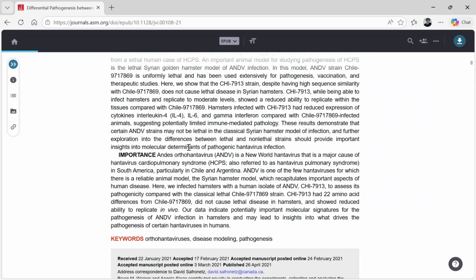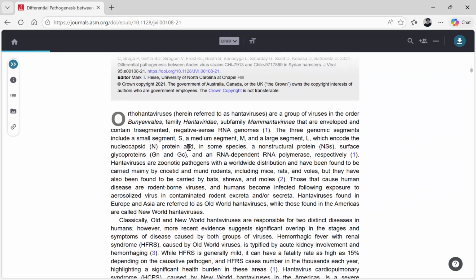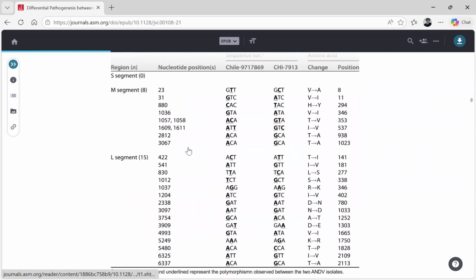CHI-7913 had 22 amino acid differences from Chile 9717869, did not cause lethal disease in hamsters and showed reduced ability to replicate in vivo. Our data indicate potentially important molecular signatures for the pathogenesis of the Andes virus infection in hamsters and may lead to insights in what drives the pathogenesis of certain hantaviruses in humans. All right. So while they're doing this research, they're going to get gain of function. Now let's dive into what's the main finding here.